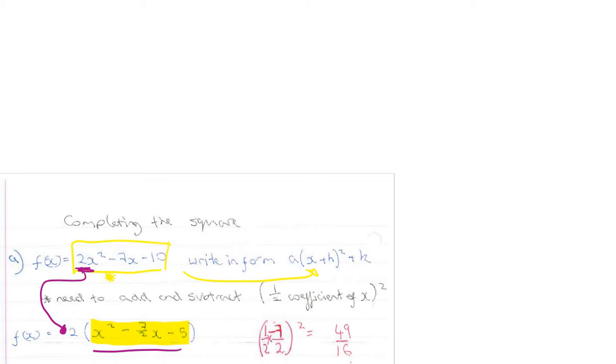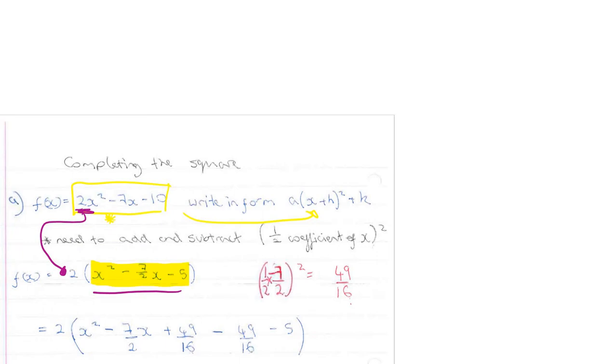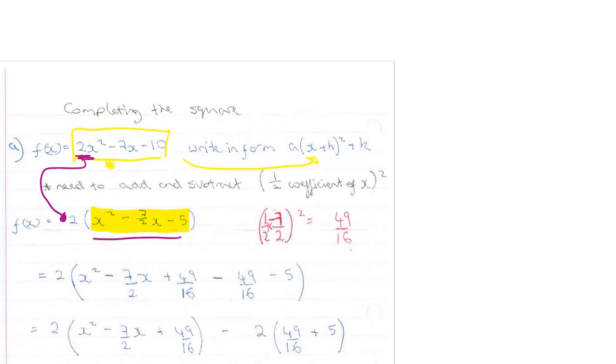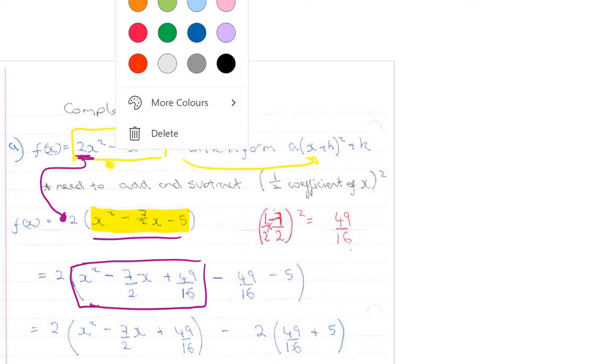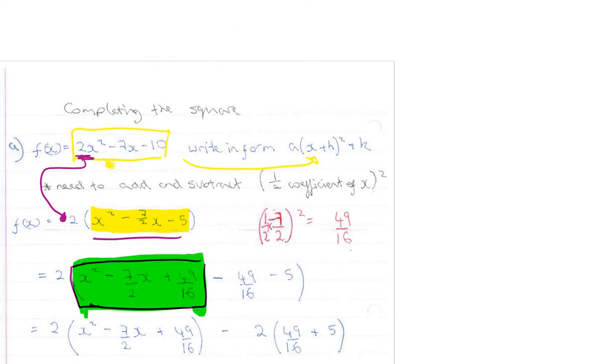And what we do is we add and we subtract that number. So if I take minus 7 over 2 and half it, I get minus 7 over 4, and if I square that, I get 49 over 16. So I'm going to add and I'm going to subtract 49 over 16. The reason I do that is because whenever you take half the coefficient of the x and square it, and then add that on, you have created a perfect square, like that. And then we're left with some number, which we just deal with afterwards.